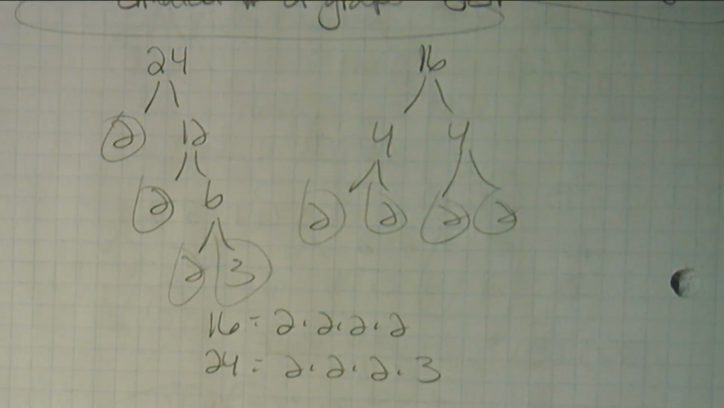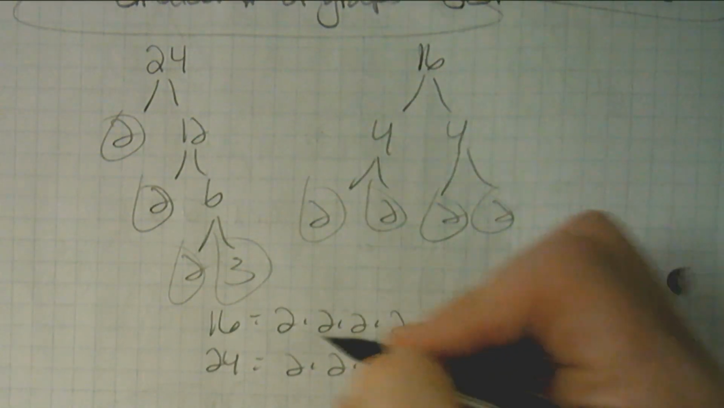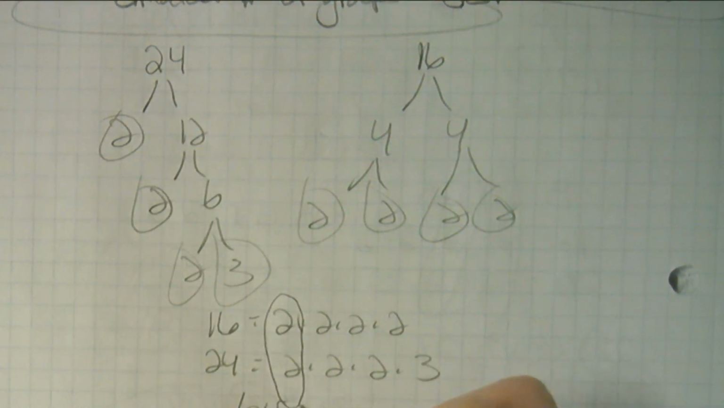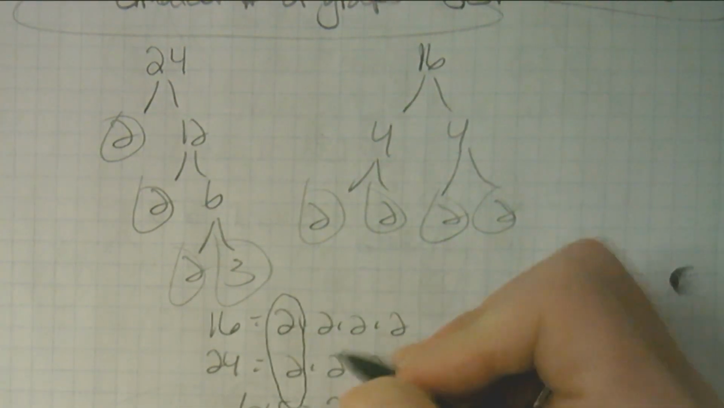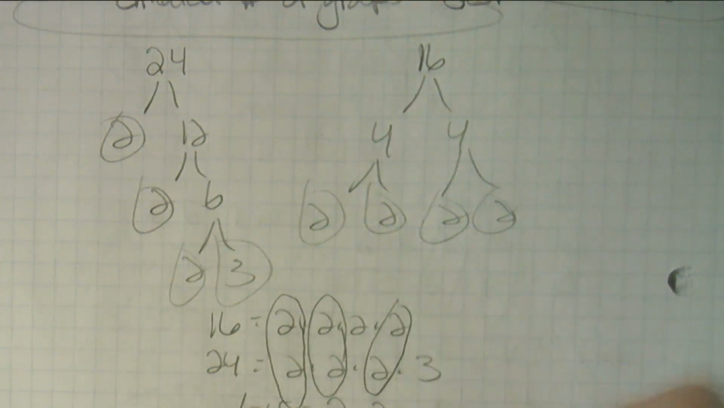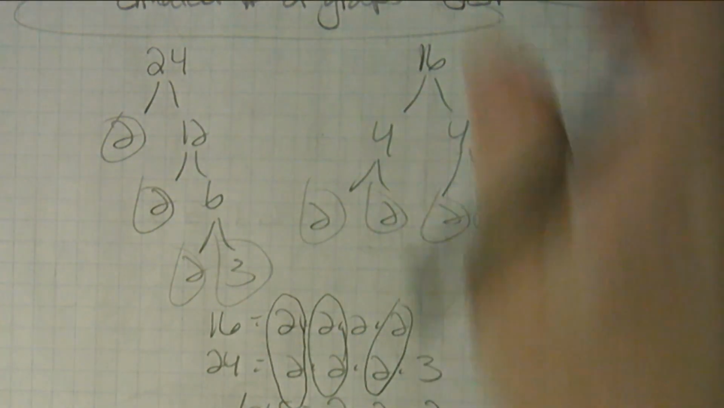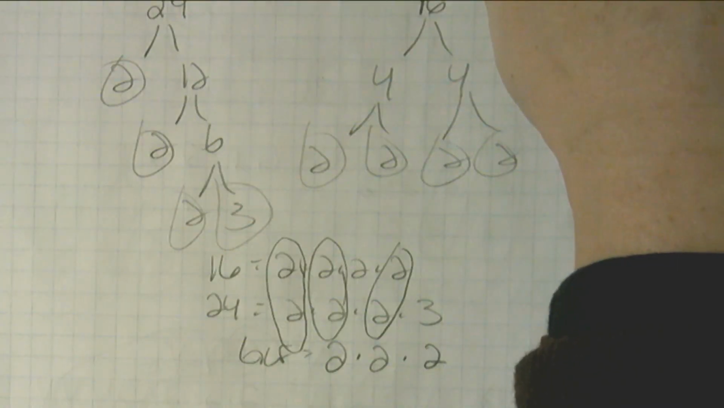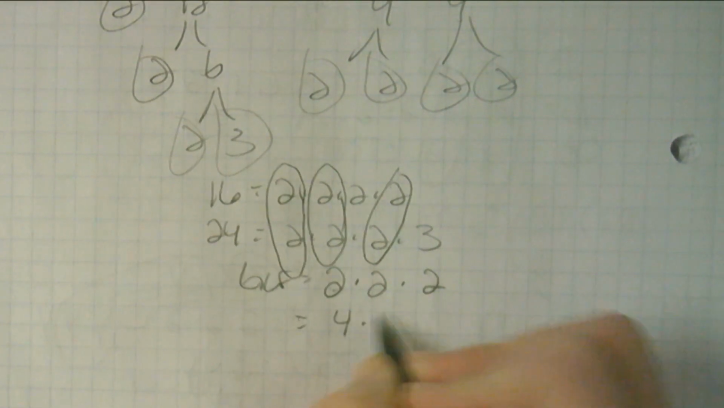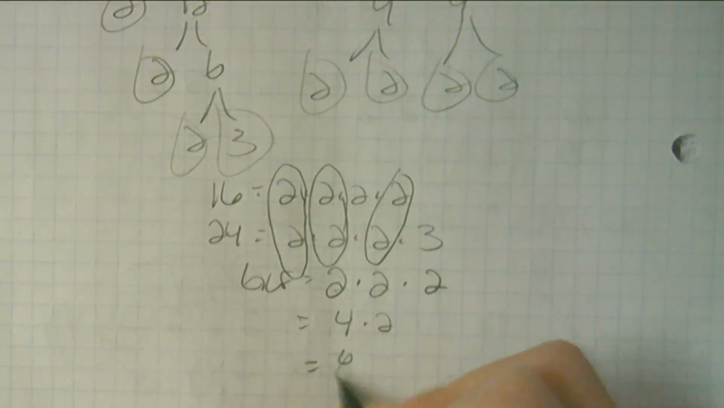So now I've listed them. And now I'm going to circle the ones they have in common. So for my GCF, they have 1, 2 in common. They have another 2 in common. They have another 2 in common. And those are the only ones they have in common. So I have 2 times 2 is 4. And 4 times 2 is 8.